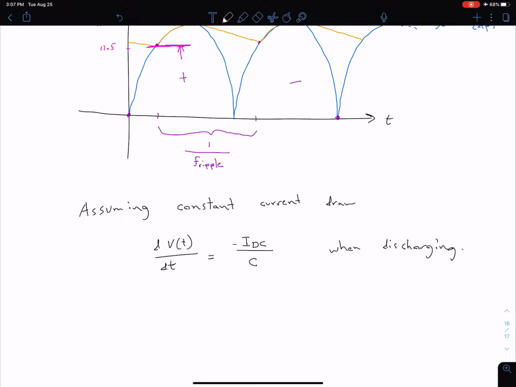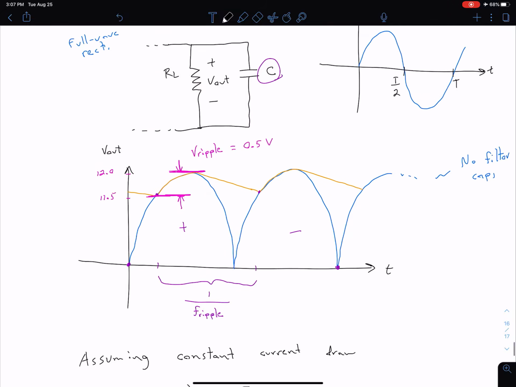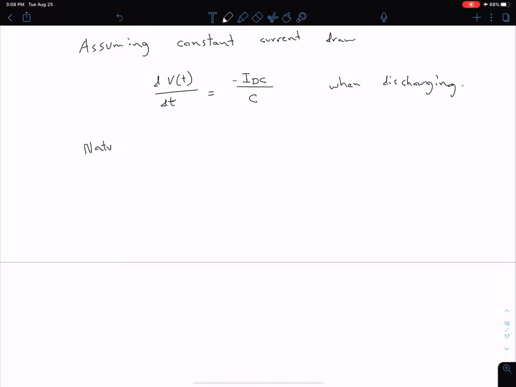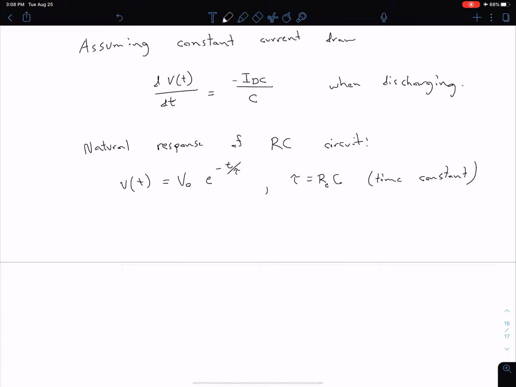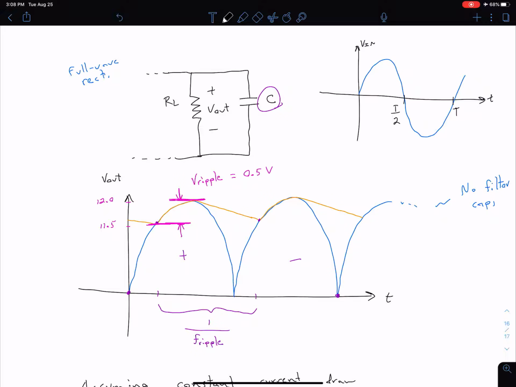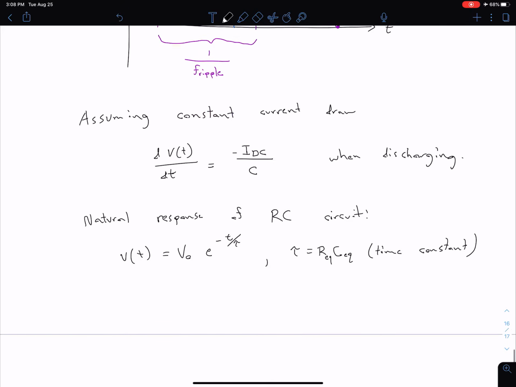What we can also consider, another equation that we should be familiar with for a simple RC circuit, is the natural response equation. So we can say our natural response of our RC circuit is V(t) equal to our initial voltage, V naught, times e to the negative t over tau, where tau is equal to RC, which is our time constant. If we wanted to be really general, we could write this as R equivalent and C equivalent, but in this case we're just considering one load resistor and one capacitor, so that would just be R_L and C. But in general, we could say R_EQ and C_EQ.